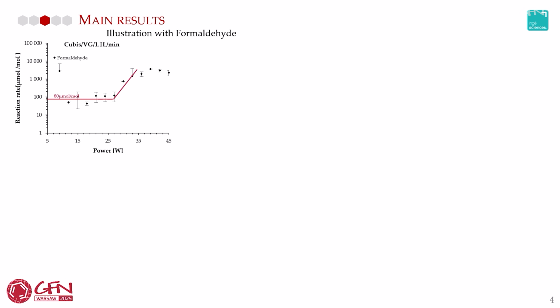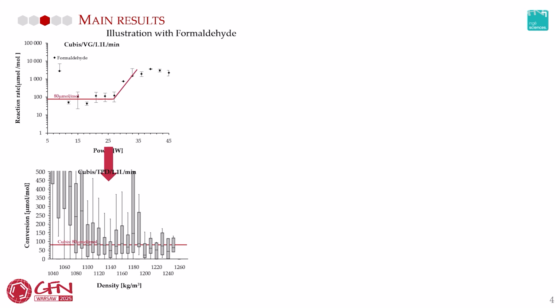Data obtained using the Cubis highlights that under optimal condition, the conversion rate of formaldehyde is around 80 micromole per mole of glycerol vaporized and increased significantly above its maximum power at around 26 watts. A similar observation was made with the commercial e-liquids tested at 15 watts. However, for e-liquids with a low concentration of glycerol, the rates increase, indicating that 15 watts might be above their maximal power.